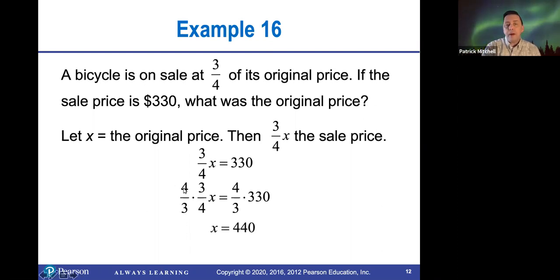These two will multiply together to give me 1. That's why this is just X. And then 4/3 times 330 is 440. Notice that answer does make sense. If the sale price was $330, we know the original price had to be more than that, at least. Okay, so the original price was $440.